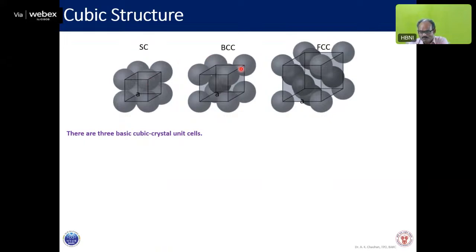Now, if you come to the most important structure as far as semiconductors are concerned, that is the face-centered cubic, in which you have 8 atoms at the corners as before, and then at every face you have atoms associated. This FCC structure is also called the close-packed structure.